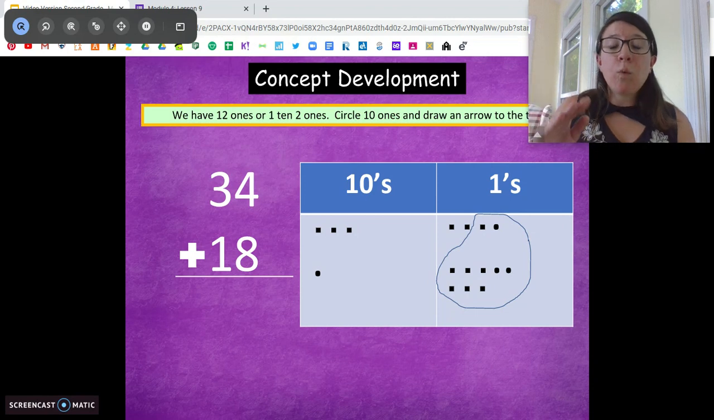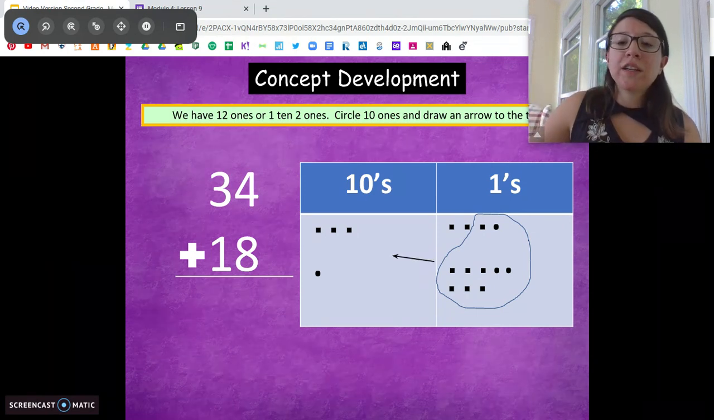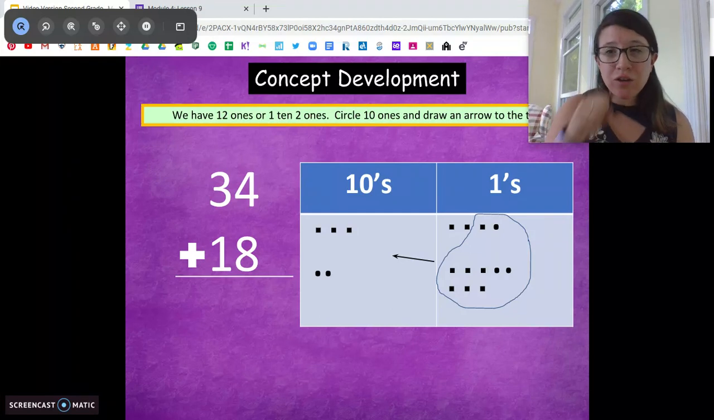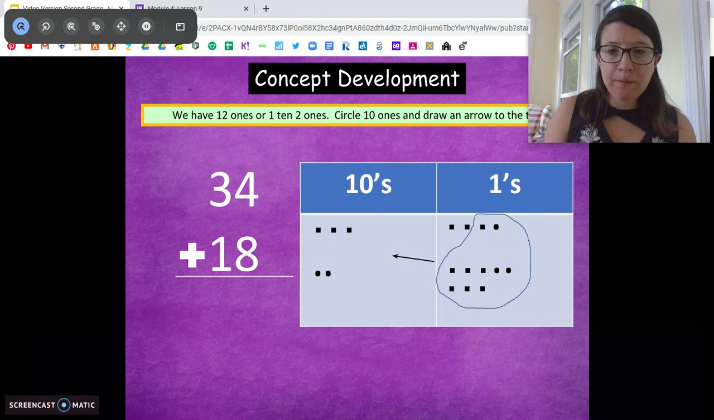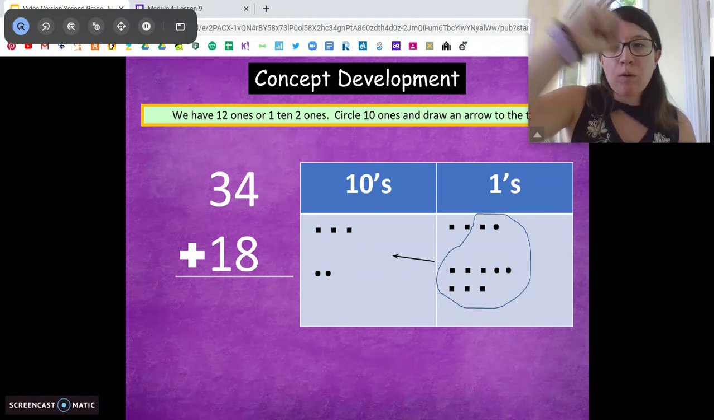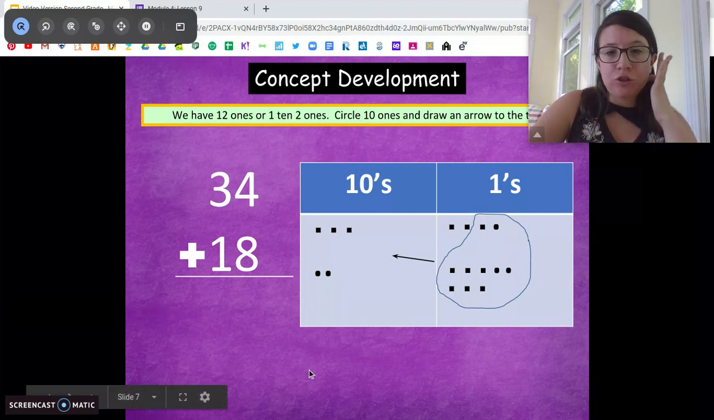Good. So once we have that group of 10 circled, we're going to draw an arrow to show that we're moving it over to the tens place, and then we're going to draw another circle on our 10 side. So go ahead and make your paper look like mine. We have a group of 10 circled, and then we're drawing an arrow, and we're adding another dot on the 10 side to show that we have another 10.